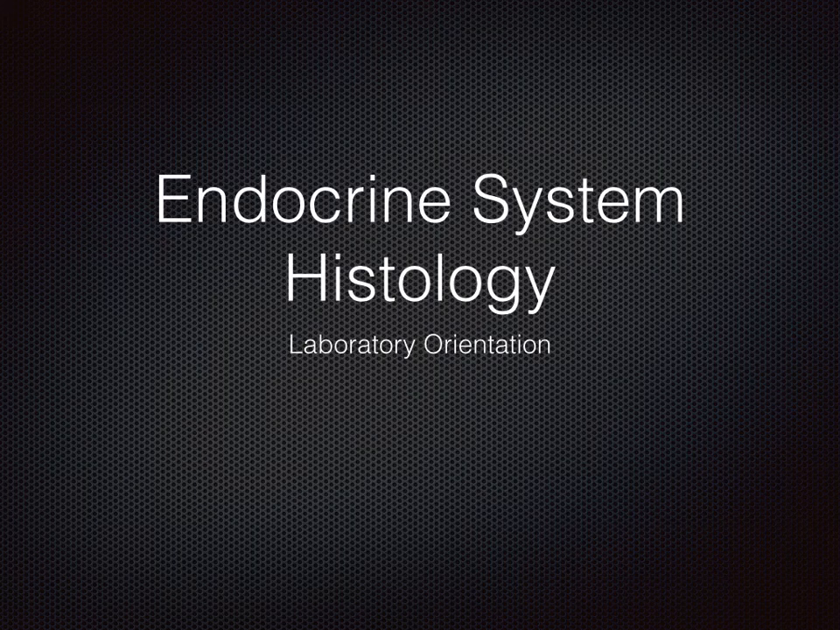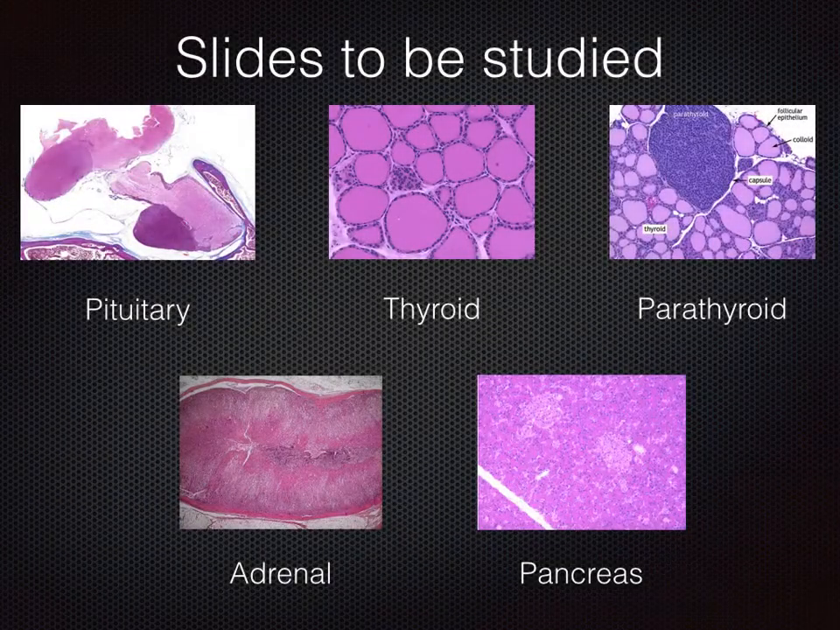This is your laboratory orientation on endocrine histology. The slides that you will be studying today include pituitary gland, thyroid, parathyroid, adrenal gland, and pancreas.